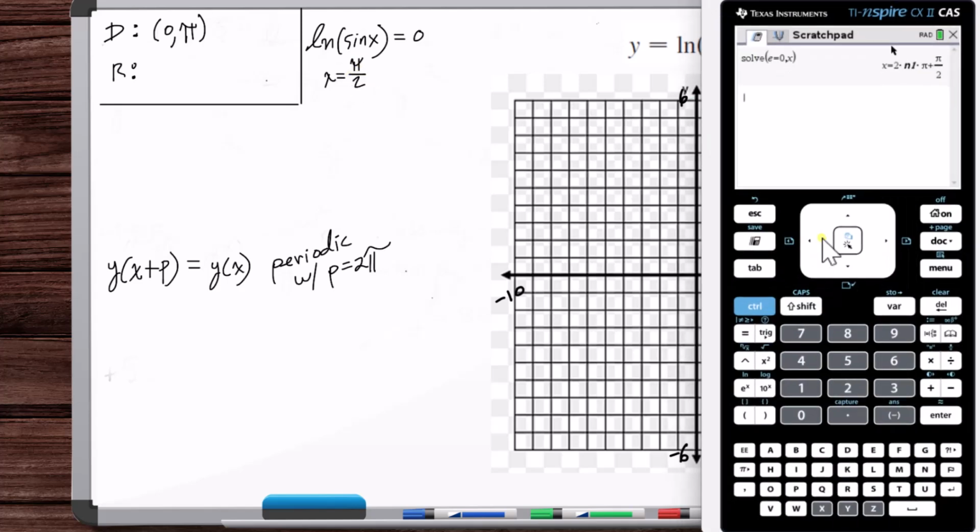What, is there another one? N is equal to 1, you get 2 pi plus pi over 2. Nope. What about minus 1? You get minus 2 pi plus pi over 2. That's still less than minus pi.